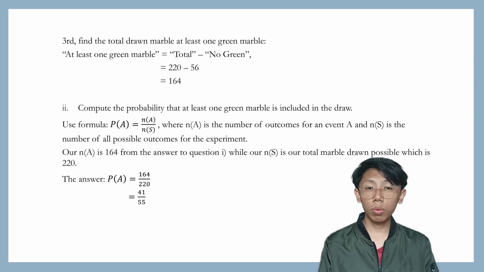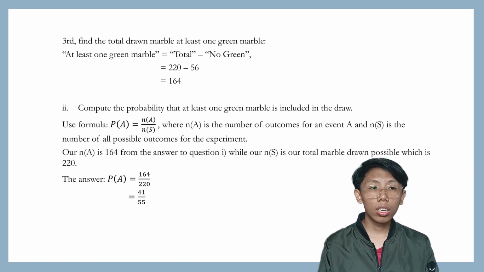Now, to find at least 1 green marble, the total marbles drawn must be minus the total marbles drawn without green marbles. So 220 minus 56, we will get 164.